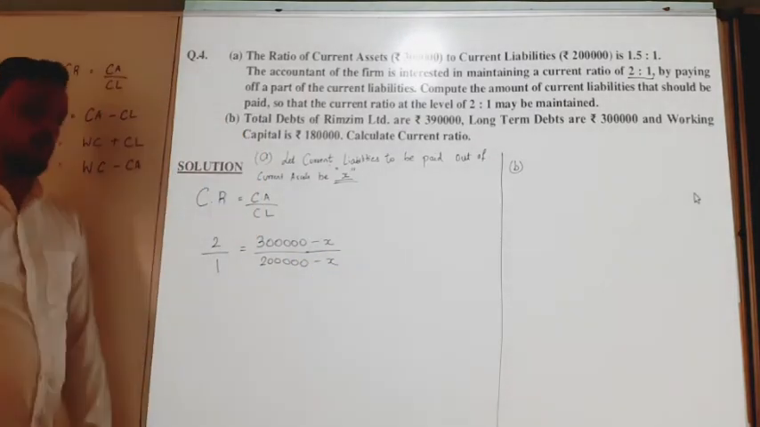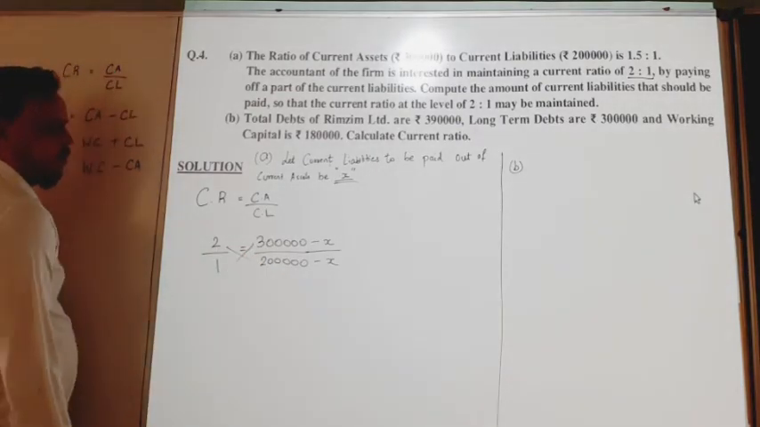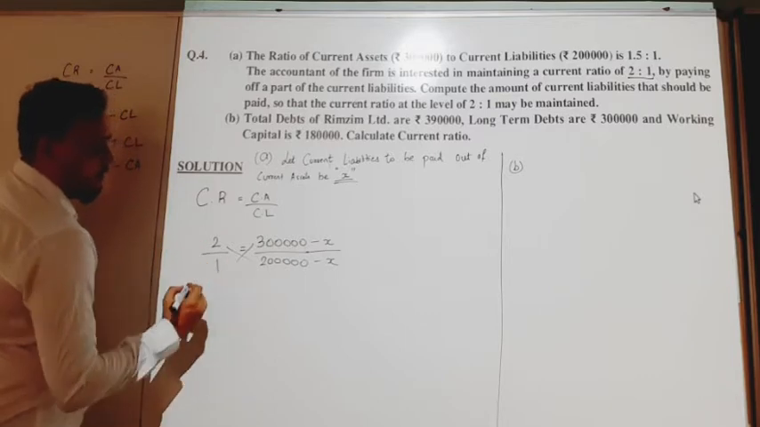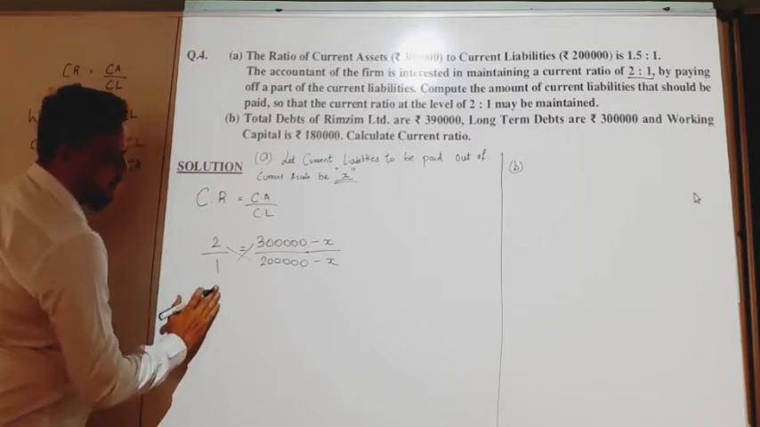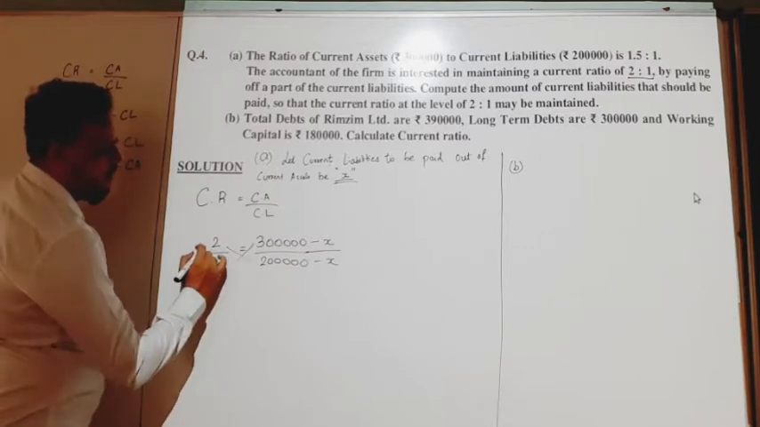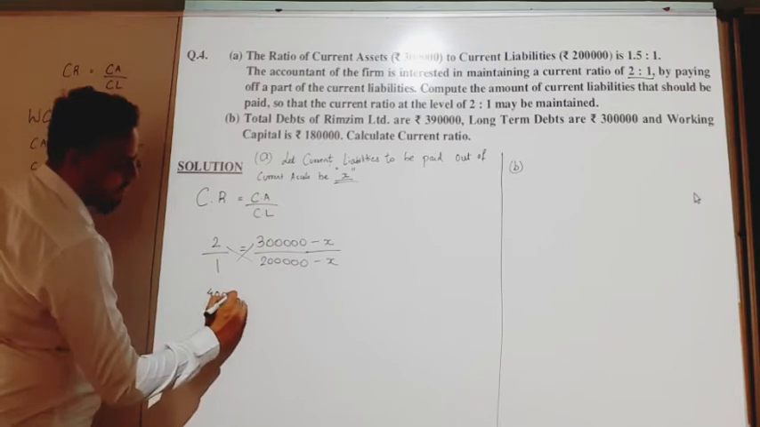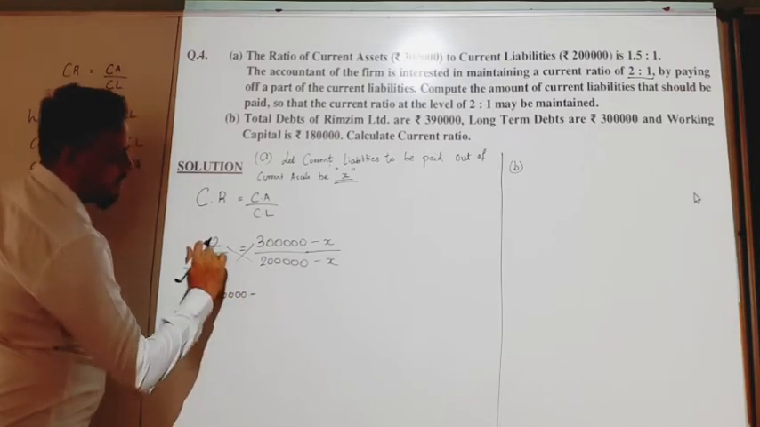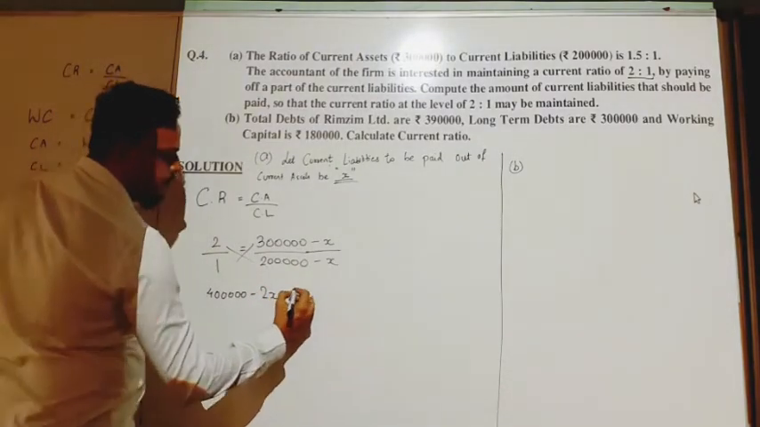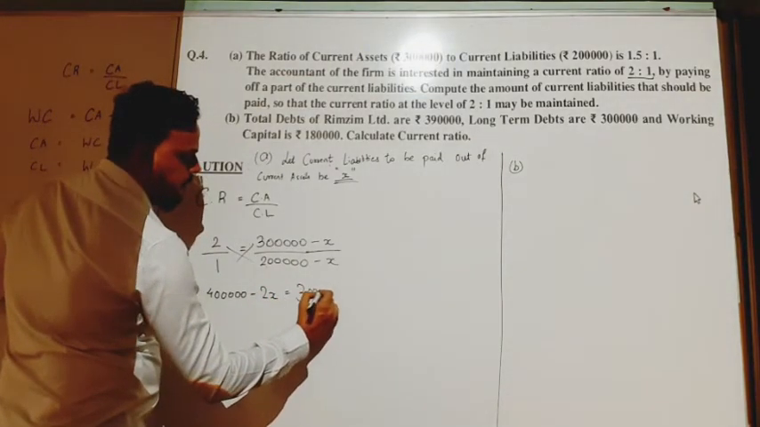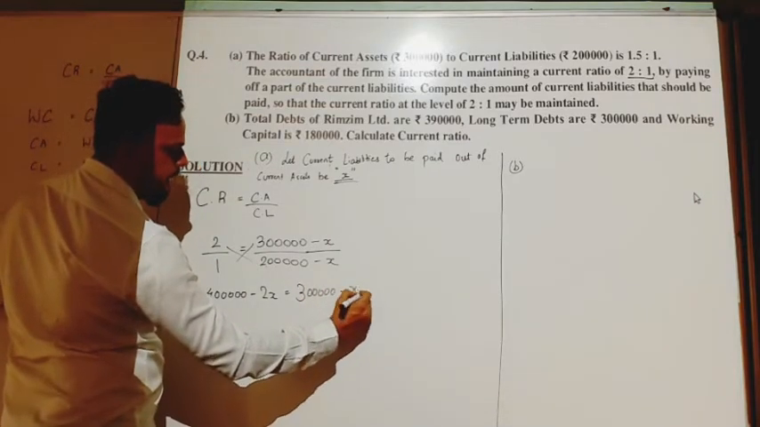Now what we have to do? We have to generally do cross multiplication. If we do the cross multiplication, the new equation will become 2 into 2 is equal to 4 lakhs minus 2 multiplied by x is equal to 2x. Therefore 3 lakhs will be remaining as it is because it is the value of 1 minus x.